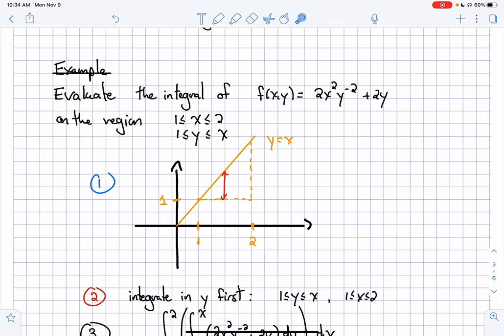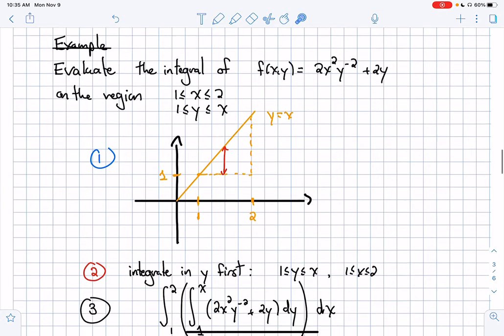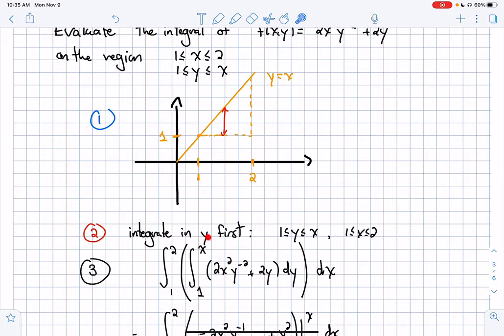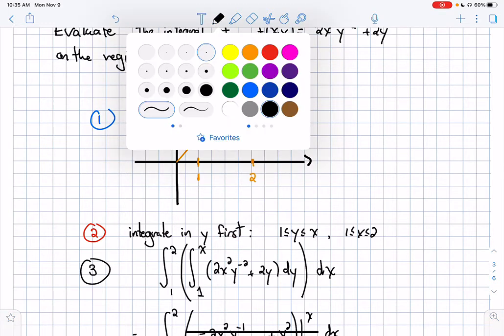Now I can decide to integrate x first or y first. Integrating y first would be to look at the integral, so for fixed x, I integrate y. The bounds would go from the bottom here to the top. And then I integrate x on the whole interval. So let's do that first. I decide that I want to integrate y first, so with x fixed. So I should say x is fixed.